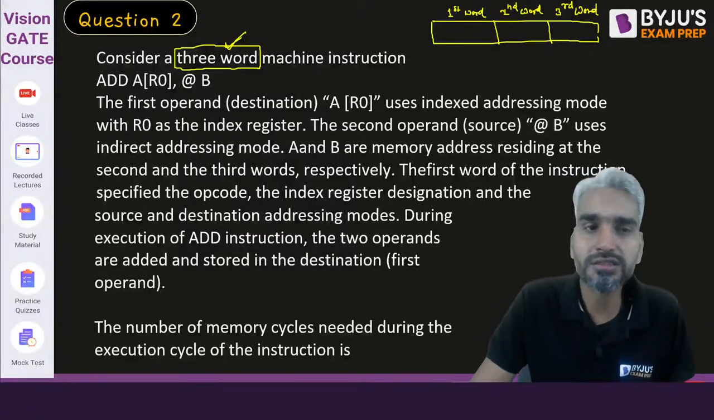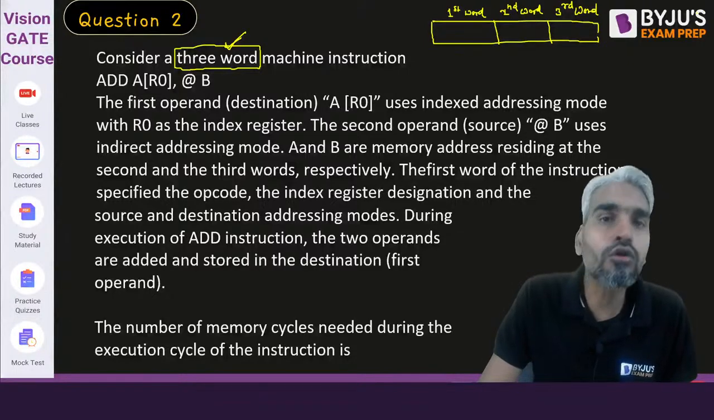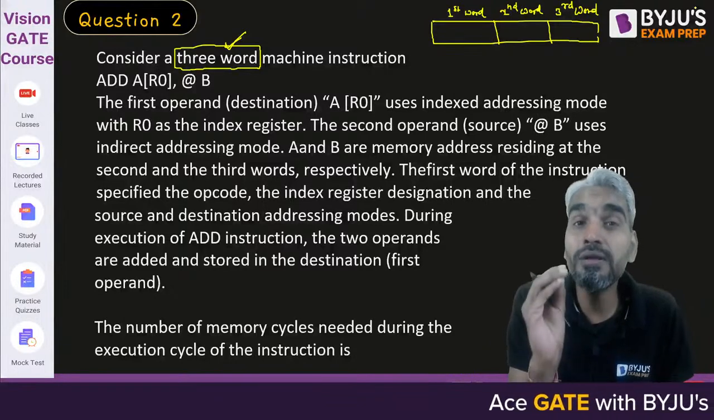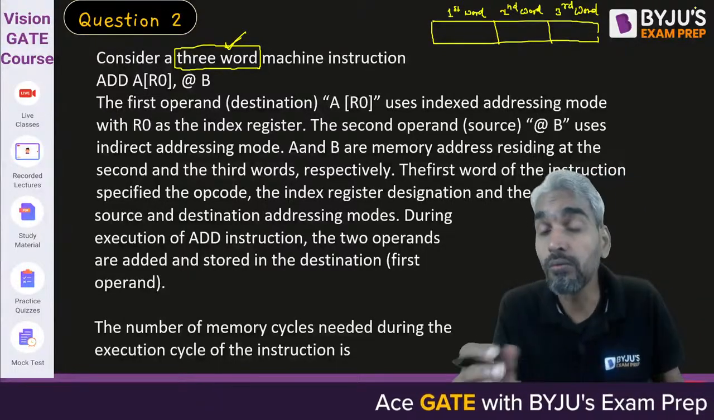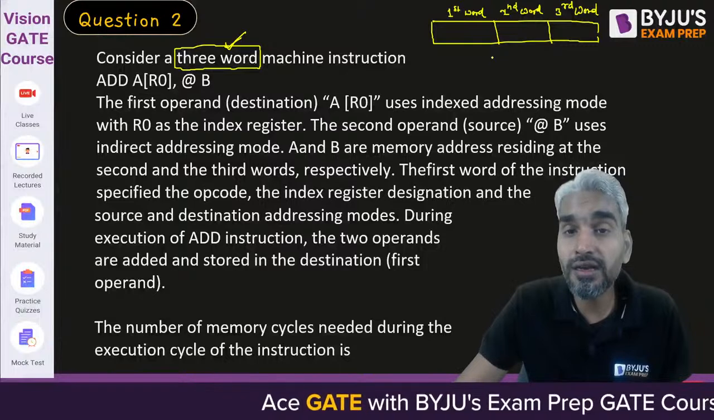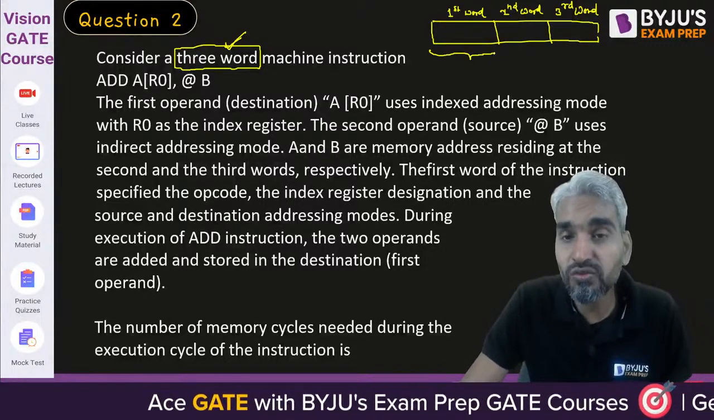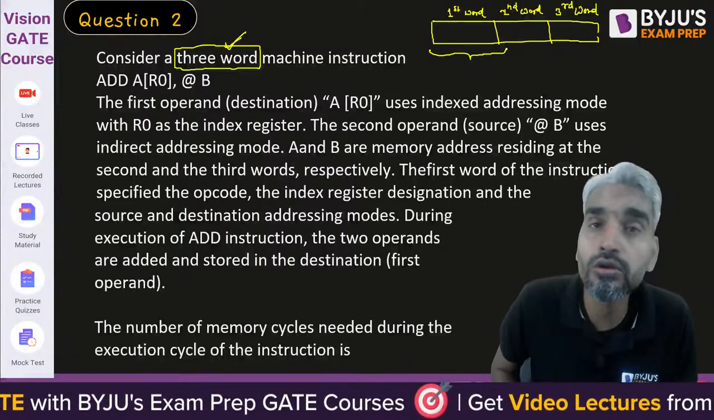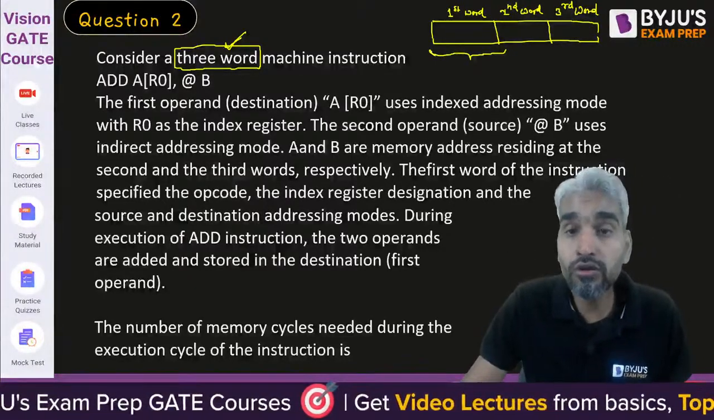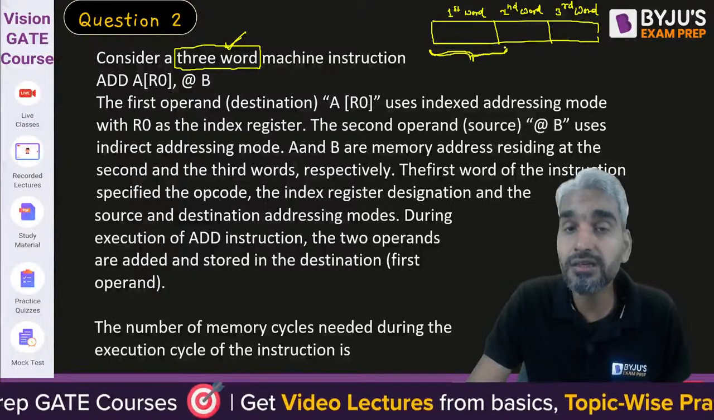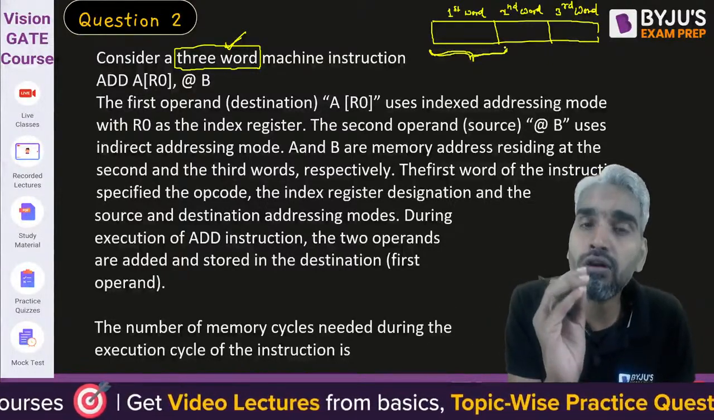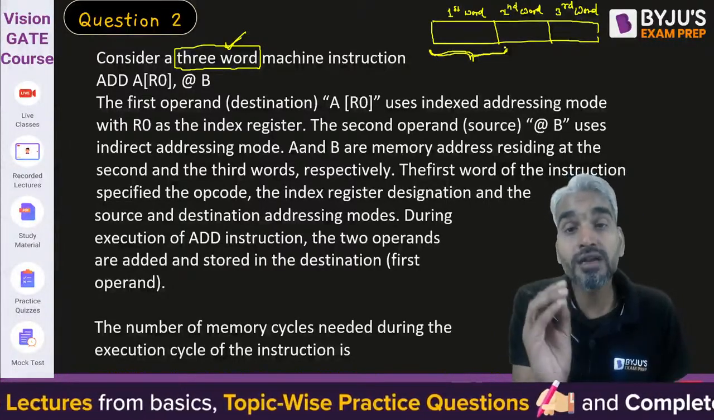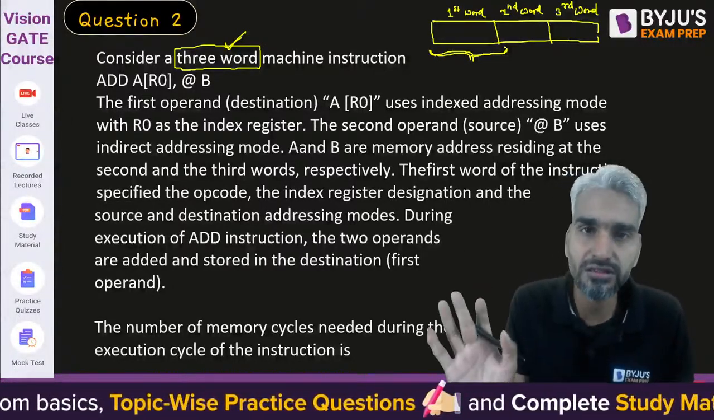So the opcode field in any instruction can never be of more than one word. And the opcode field is always present in the first word of the instruction, even if the instruction size is more than one word. So the moment you fetch the first word of the instruction, you will know what type of instruction this is. Based on the type of the instruction, you will know what the size of this instruction will be.